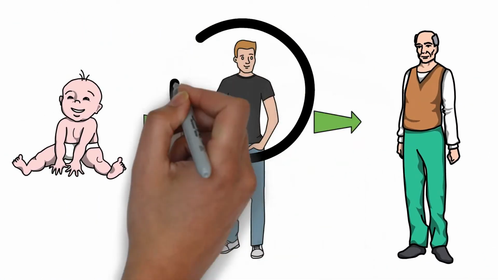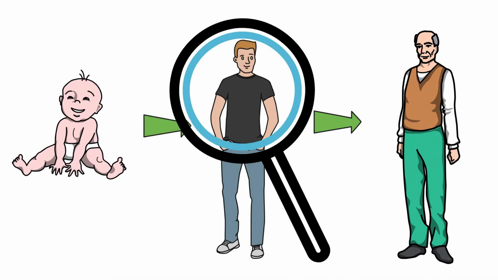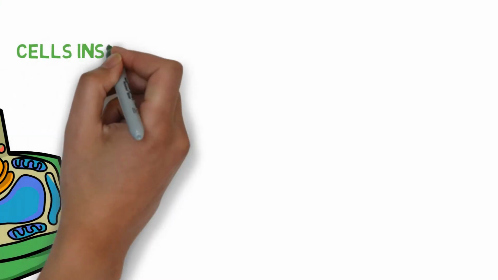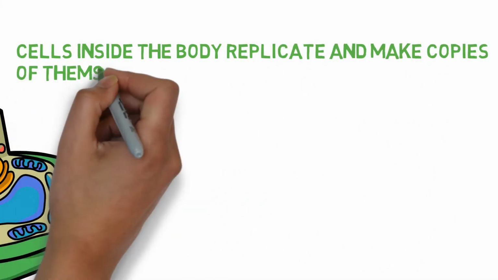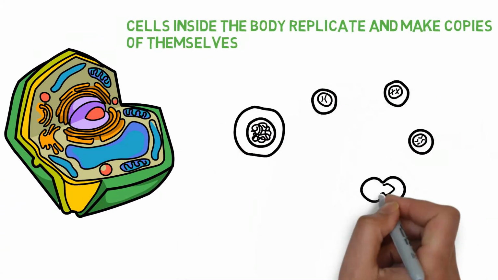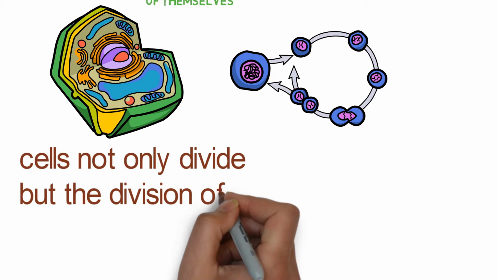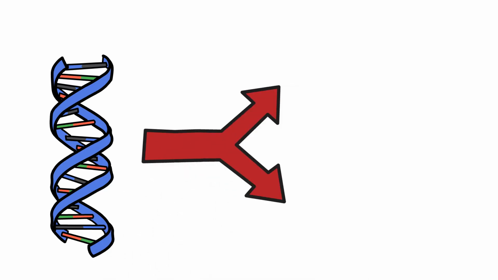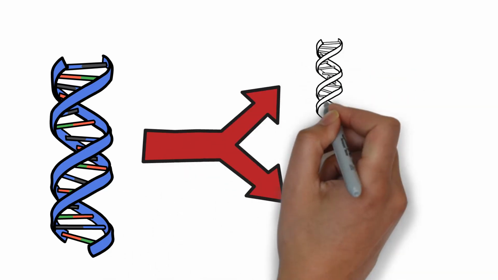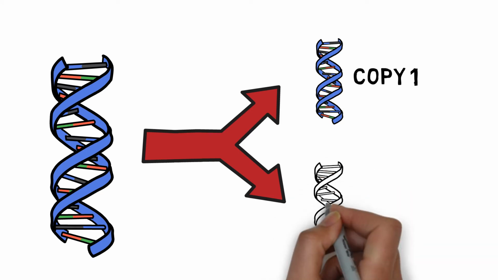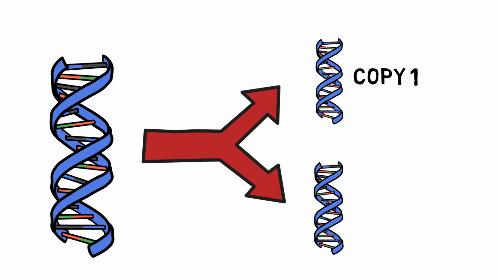So if we zoom in a little bit at the cellular level, we can see that the cell division inside our body is responsible for growth and repair. Cells inside the body replicate and make copies of themselves. The cell division process not only replicates the cell body but also its genetic material, which is the DNA. The division of DNA inside makes copies of itself, and DNA is divided inside the cell in a semi-conservative manner, where one strand of the parent DNA makes the first copy of the DNA, whereas the other strand of the parent DNA makes the second copy of the resultant replicated DNA.